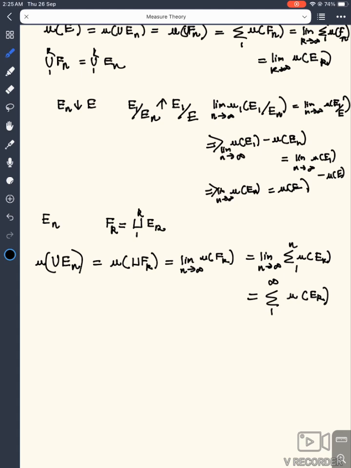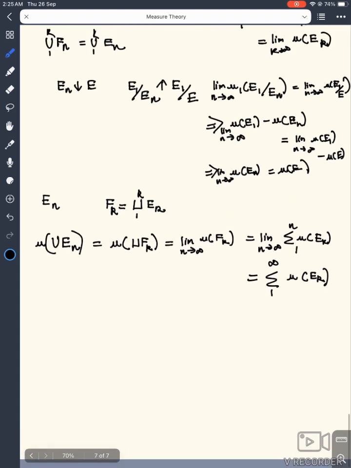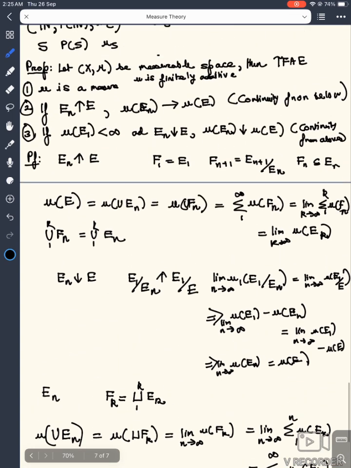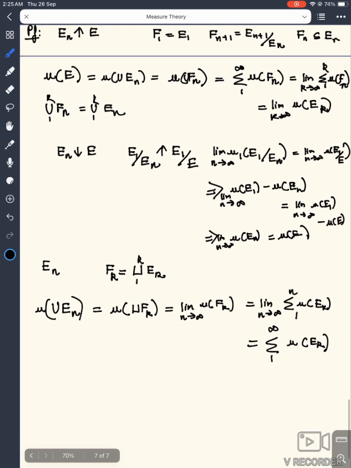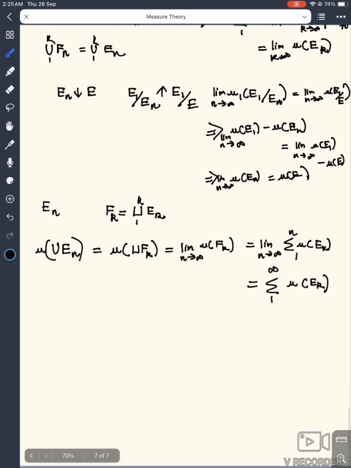So 3 doesn't imply 1, and we will give an example showing how 3 does not imply 1. Suppose there exists a measure space where continuity from above holds, that is, for every finite set, if it decreases, then limits also commute, and yet mu will not be a measure.